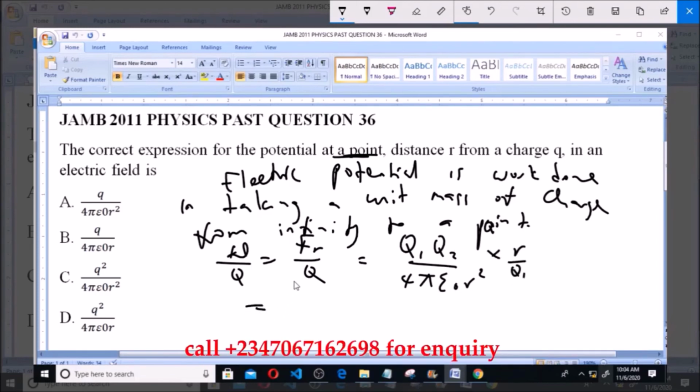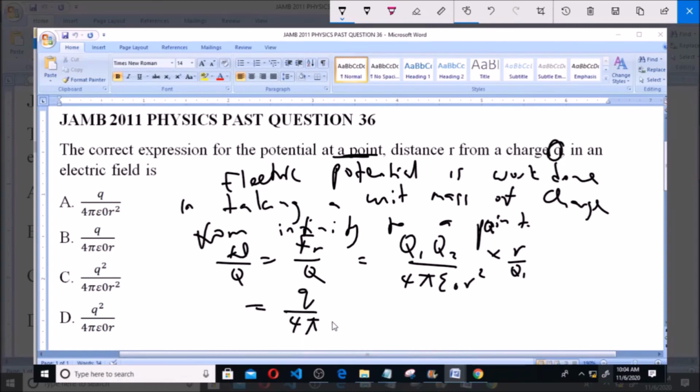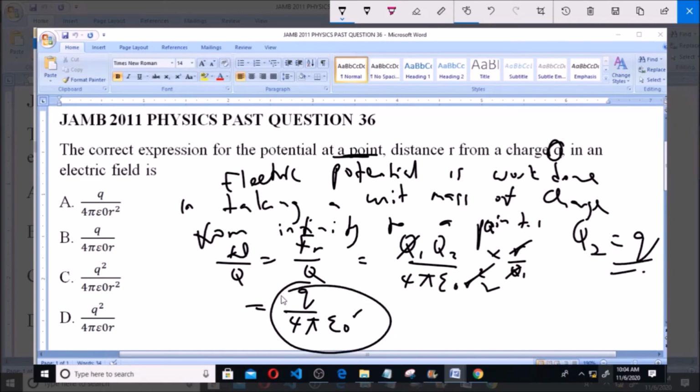So for a charge Q, that will be equal to Q over 4 pi epsilon naught R, as this will cancel out this and R will cancel out one of these R's. So our Q2 is equal to a charge small letter q, hence you have this equation. So Q over 4 pi epsilon naught R is option B. So B is the correct answer to this question.